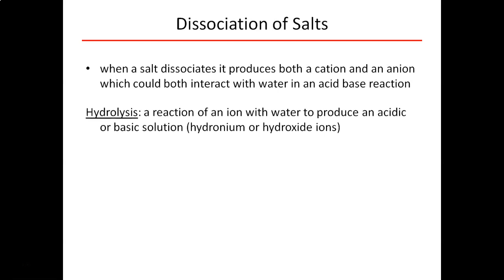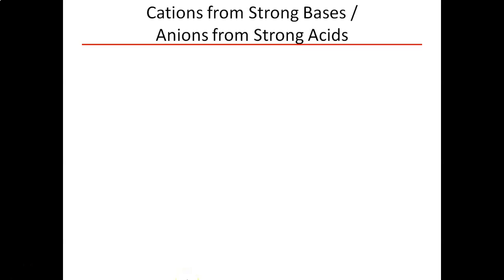So we can use this knowledge now to look at why salts affect the pH and then start to predict which ones will affect the pH of a solution. Okay, so let's look at first a salt that contains cations from strong bases and anions from strong acids. So our first step would be to identify what our strong acids are, and we remember the 6 from last year, and the ions that they produce. So we're looking for salts that have these anions.